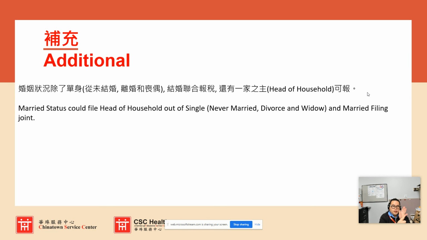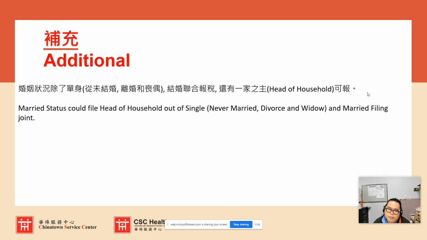So for married filing joint, you need to claim the day your husband, partner, or wife died, and the second year will be widow, third year widow, fourth year widow, and the fifth year you could file single.